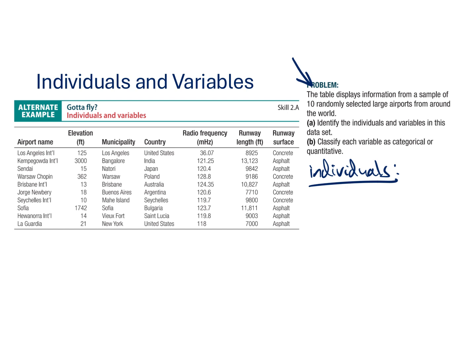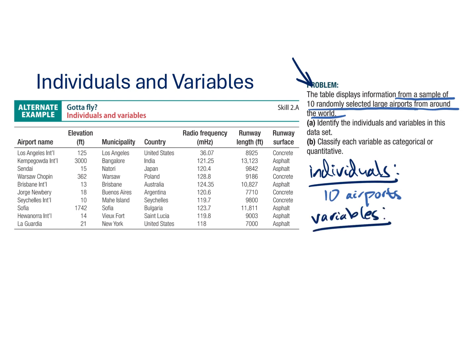Individuals are usually pretty easy. It's going to tell us where these individuals come from. So here it says, from a sample of 10 randomly selected large airports from around the world. So our individuals are 10 airports. You could be a little more specific. You could write what I underlined there: 10 randomly selected large airports from around the world.